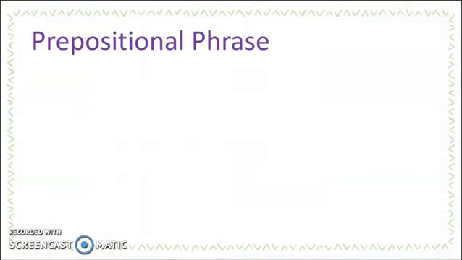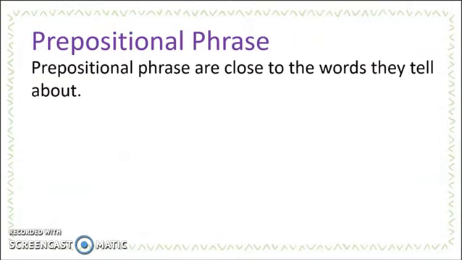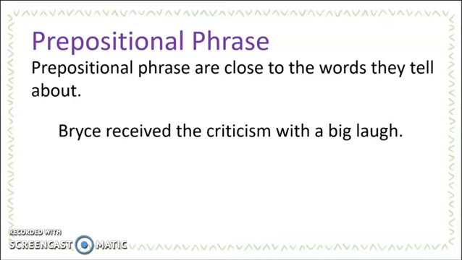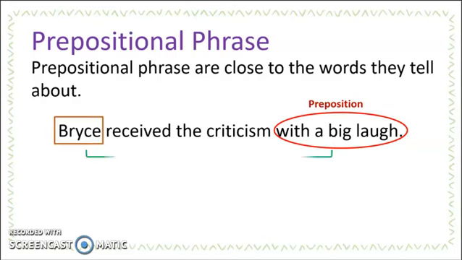Now, prepositional phrases are also close to the words they tell about. Say, for example, Bryce received the criticism with a big laugh. Can you see the preposition? Correct, with a big laugh. Now, can you find the word they tell about? Exactly, it's Bryce. But the prepositional phrase is so far from the word it talks about. Now, this sample sentence is confusing.